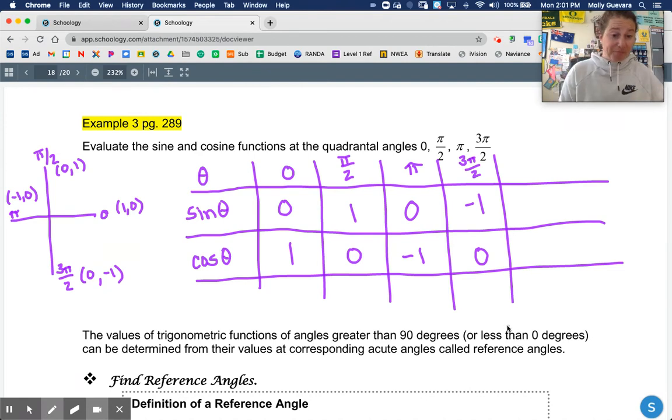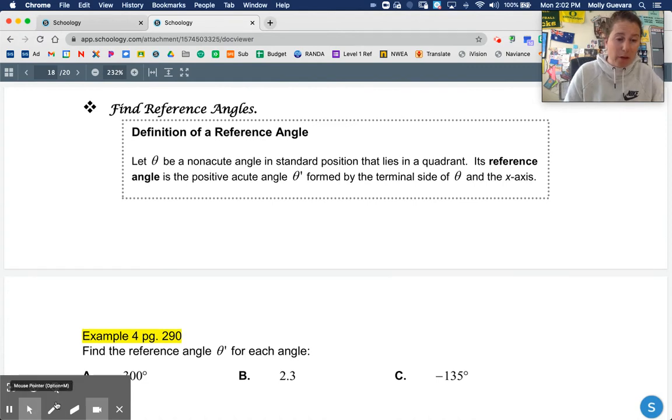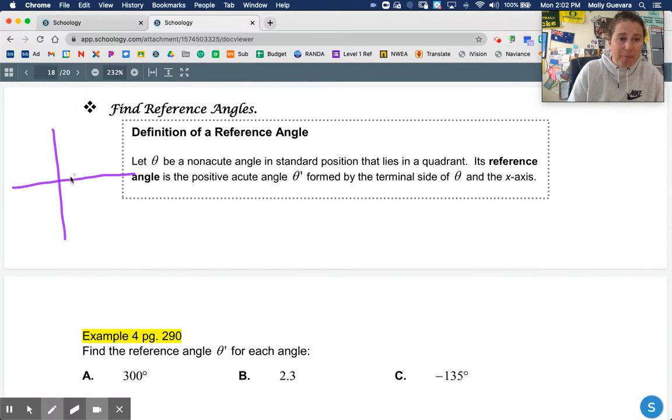And that's it. The last thing that we're going to do in this lesson, oh, sorry, not the last thing, but we're going to look at some reference angles now. Just as a review, I believe we talked about it in 4.1, a reference angle is just the acute angle between the terminal side and the x-axis. You always go to the x-axis.